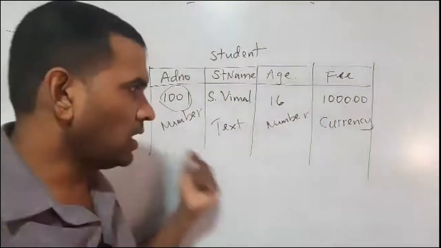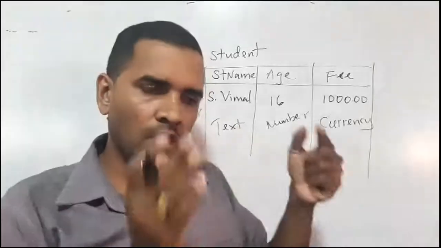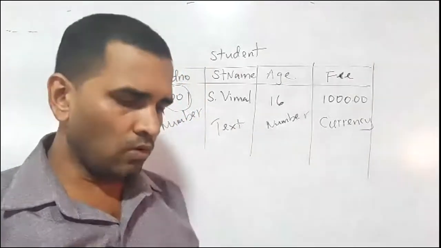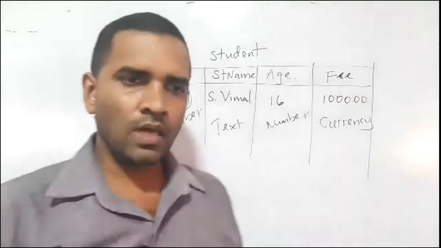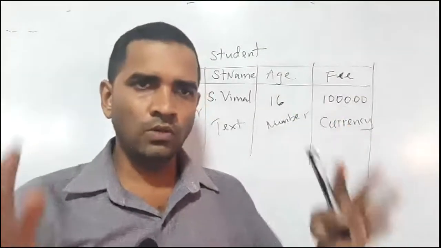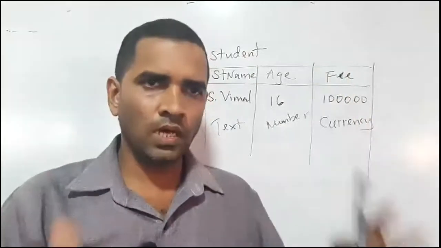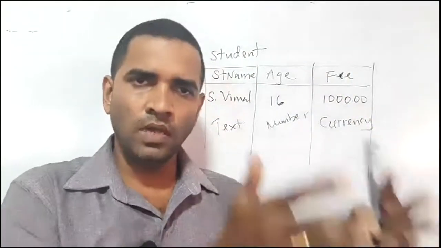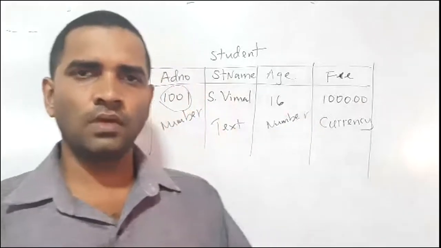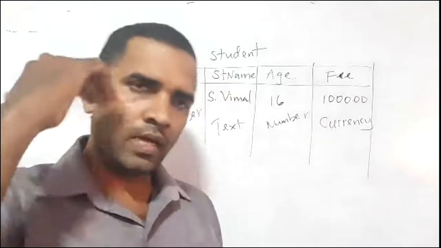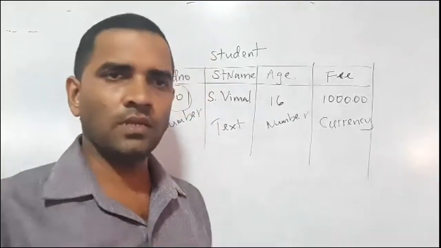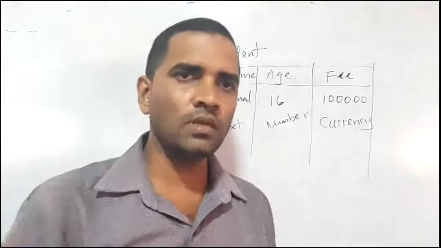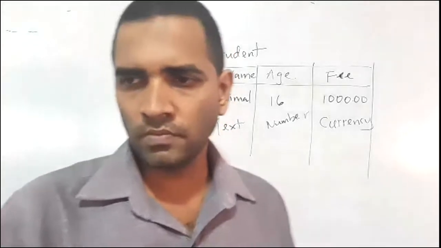Okay. So what I did was identify the data types for each field. Now it's very clear. I have a view now. I know my data table now. I have 4 fields in the name of admission number, student name, age, and finally fees. And also I decided the data types. Okay. With this idea, let's go to the computer and create the table. Okay. Look here.